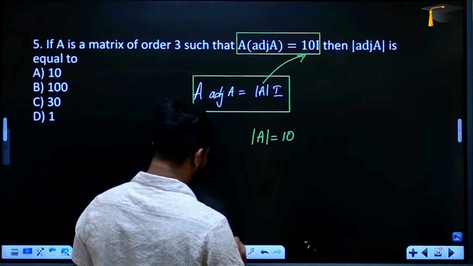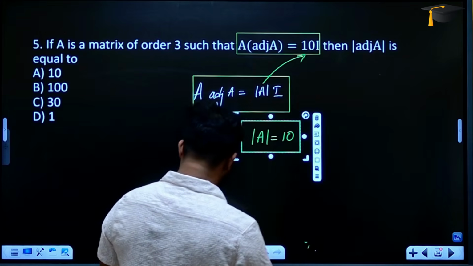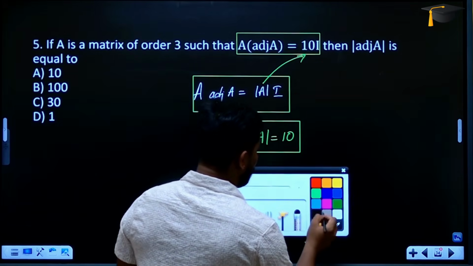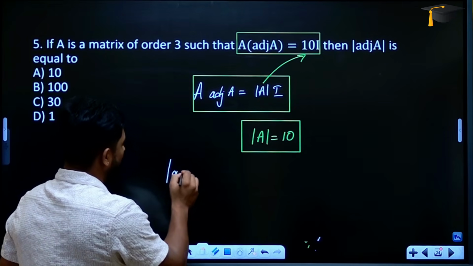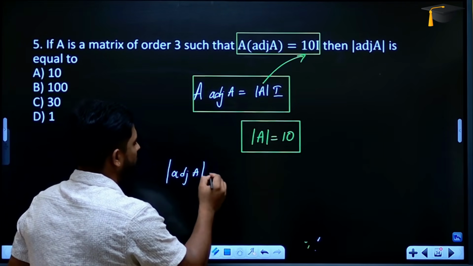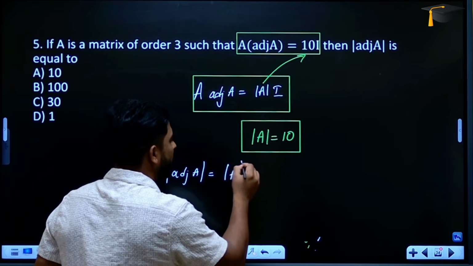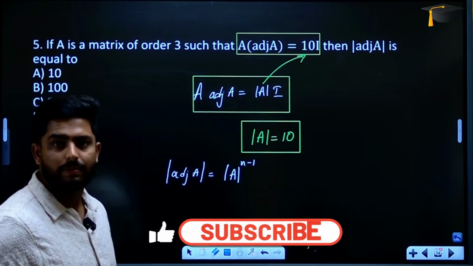So this is the first part of the sum. Determinant of A is equal to 10. So further, we have to calculate determinant of adjoint of A. So determinant of adjoint of A is equal to determinant of A to the power n minus 1.